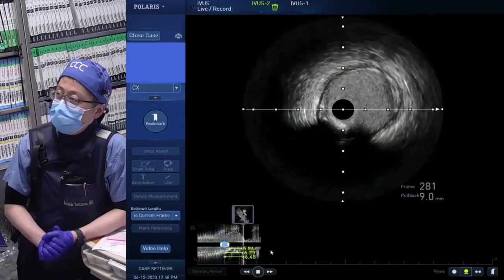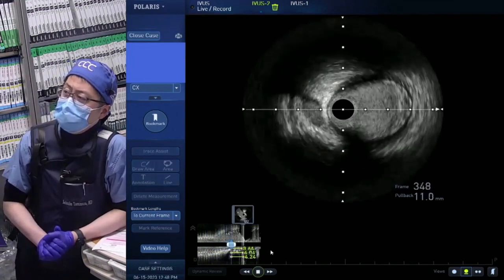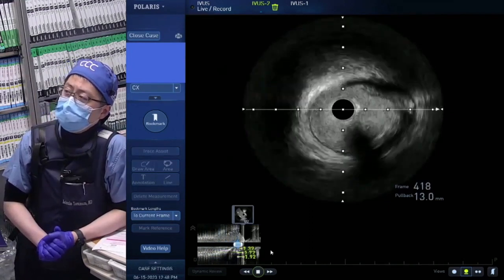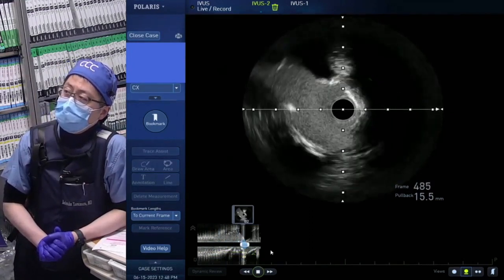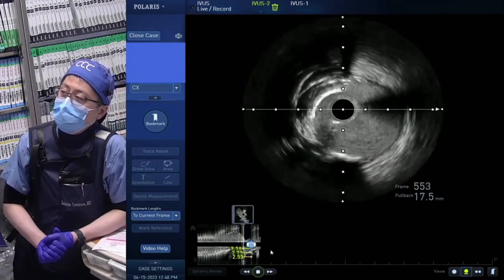Very important, stay at the osteal circ. Now coming to the osteo circ. This is the LAD, and the bifurcation, and this is the left main.